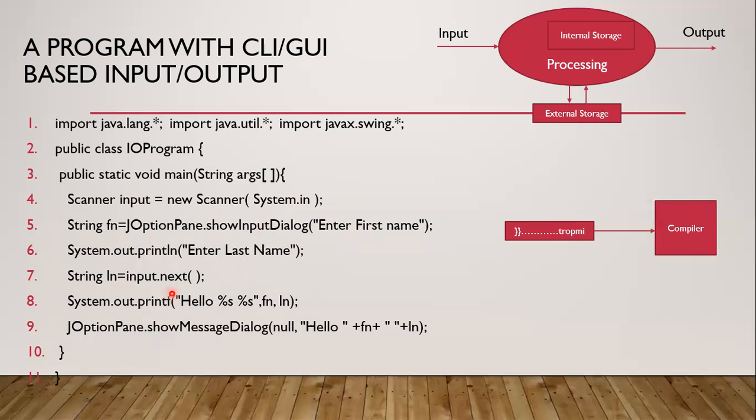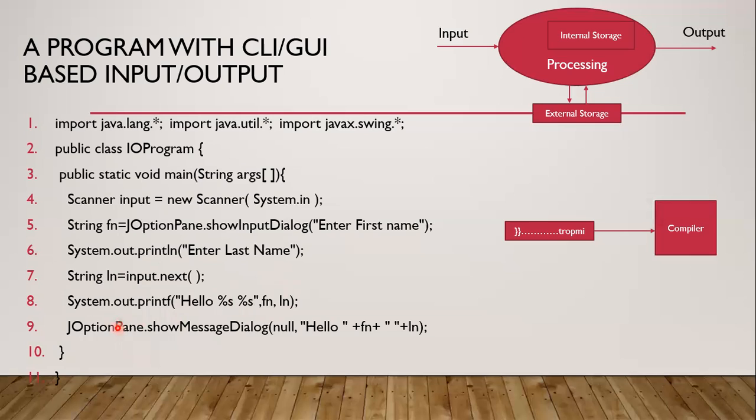Now here, what you fetch from the input from the scanner, which was entered through the keyboard, will come into ln. Once it has come to ln, we print for the CLI interface using the printf method of System.out. We give the greeting hello, then a blank space, %s is for the string type, another blank space, two placeholders with a space in between. So the first placeholder will be filled by fn, first name. The second placeholder for the string type will be filled by ln.